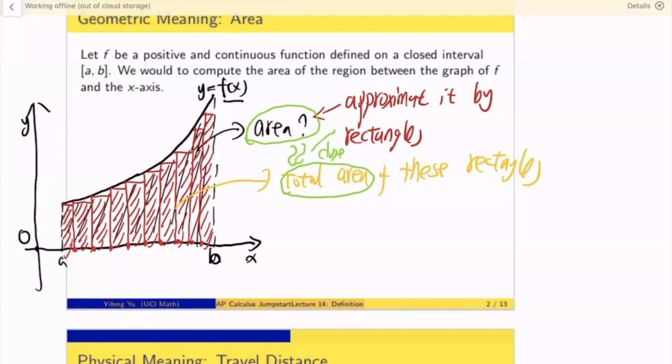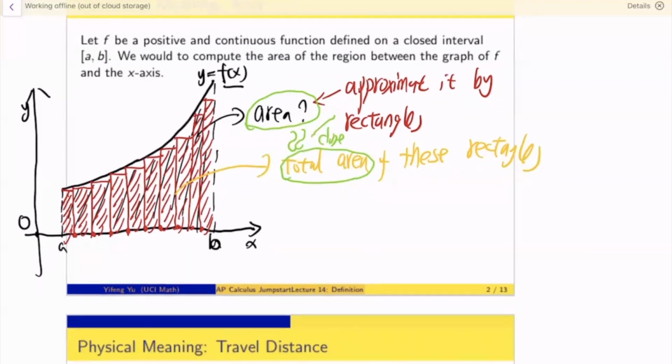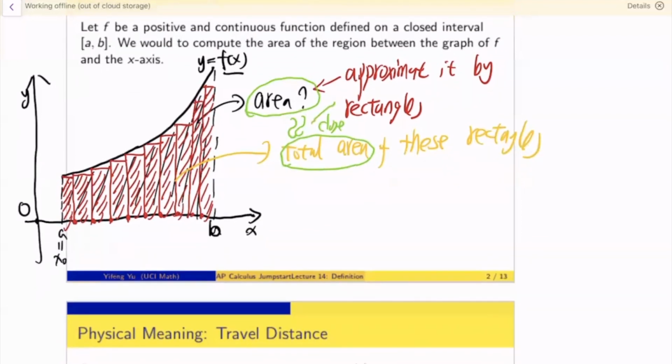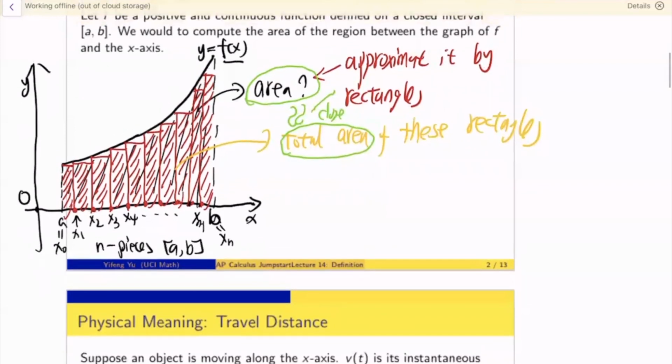Let's try to express the total area of those rectangles. In order to do that, we introduce these letters. So x0 is a. The first one is x1, and this is x2. This is x3, this is x4, and so on. Let's say this is x_{n-1}, and b is x_n. So we just divide the interval a, b into n pieces.